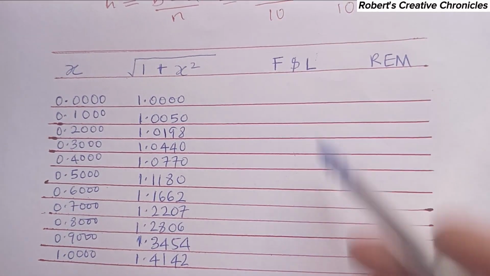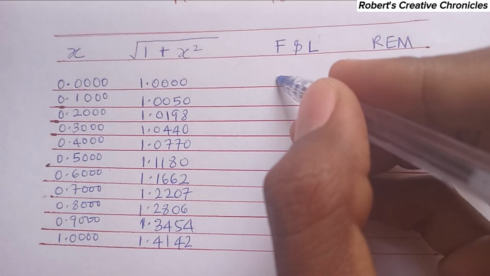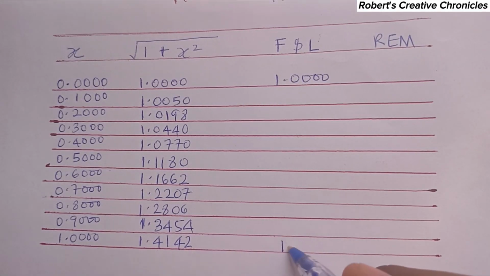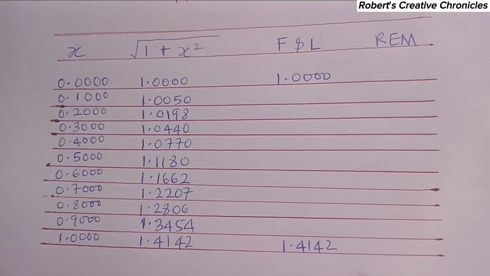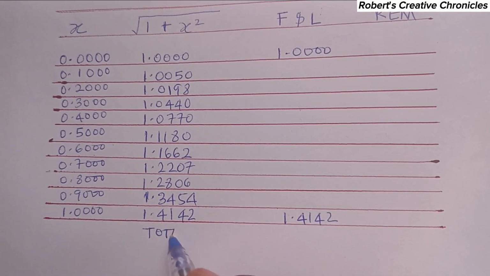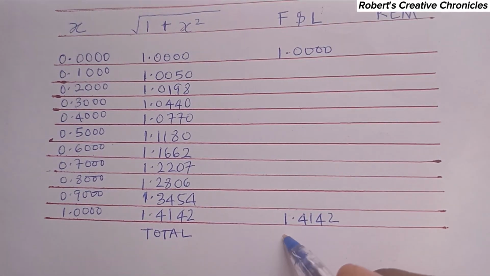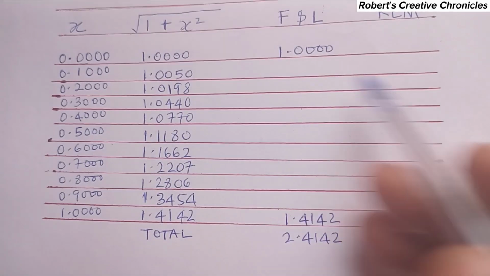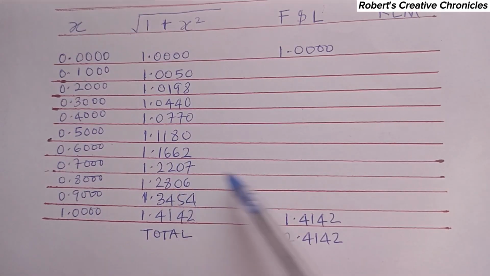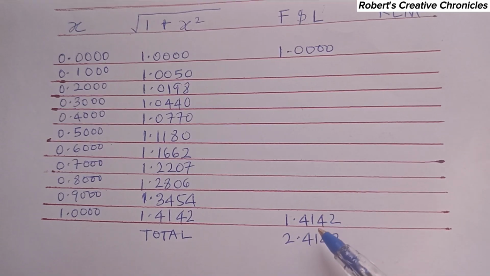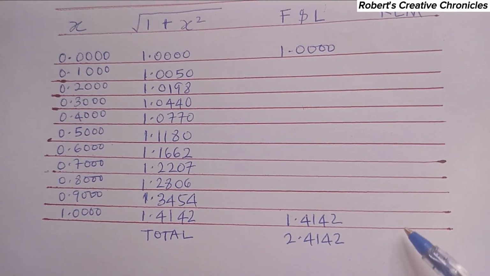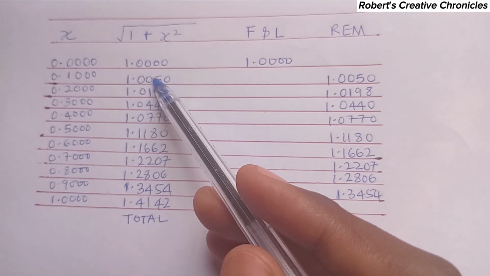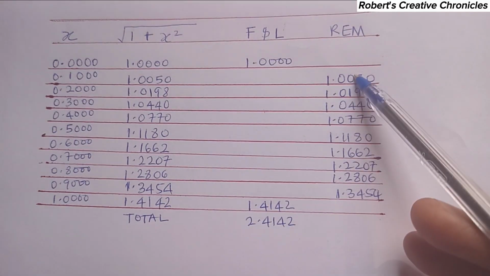Then we'll take the first and the last number: 1.0000, and the last one is 1.4142. Then we'll find the total here. The total of this is 2.4142. Then we'll take the remainder. All the values in the middle of the first and last terms, we'll bring them here and add them as the remainder. So all the values from the second one to the second to the last one have been brought here.